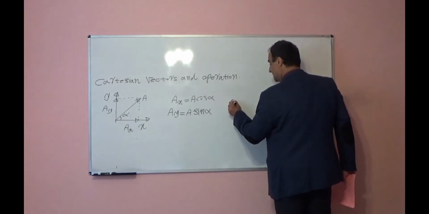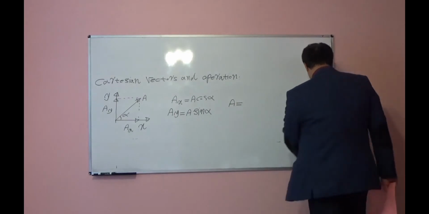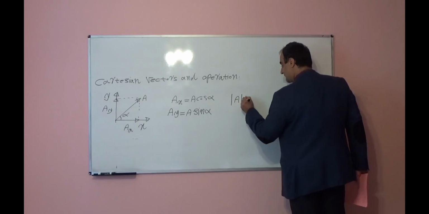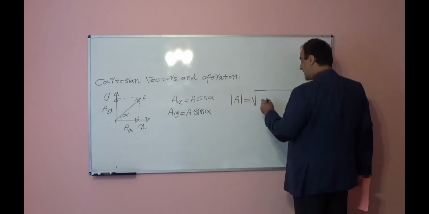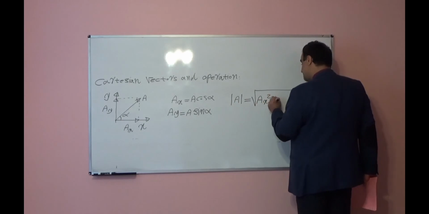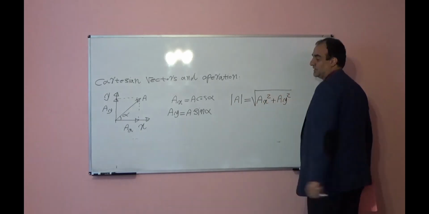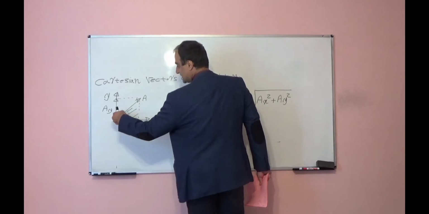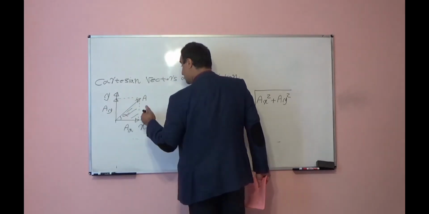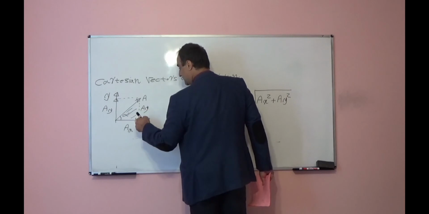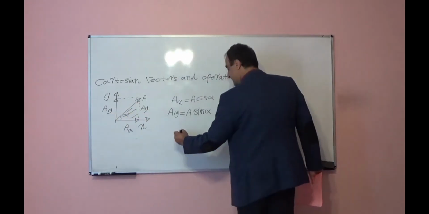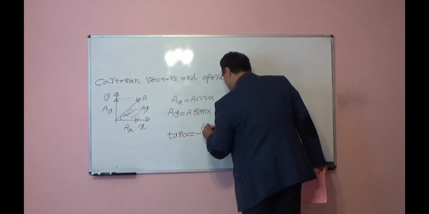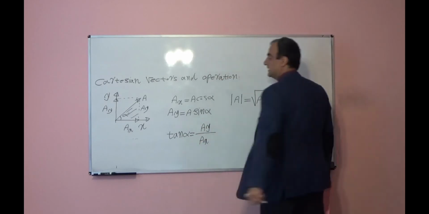And we can represent the vector A length in terms of Ax and Ay. In that case, the length of vector A will be the square root of Ax squared plus Ay squared. In this triangle, this is Ax, this side is Ay, and this is a rectangular shape, so this is Ay too. So in this triangle, we can write tangent alpha is equal to Ay divided by Ax.